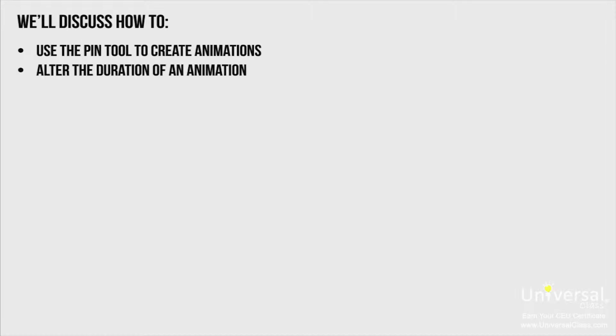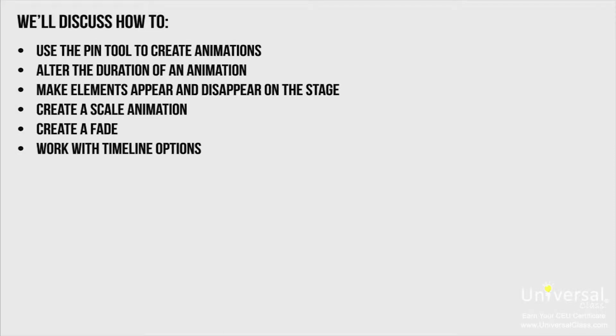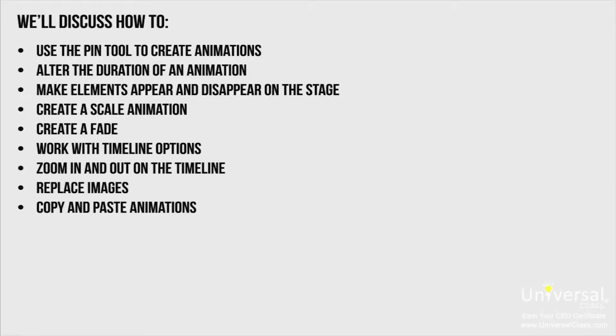In this lesson, we'll discuss how to use the pen tool to create animations, alter the duration of an animation, make elements appear and disappear on the stage, create a scale animation, create a fade, work with timeline options, zoom in and out on the timeline, replace images, copy and paste animations, and use easings.